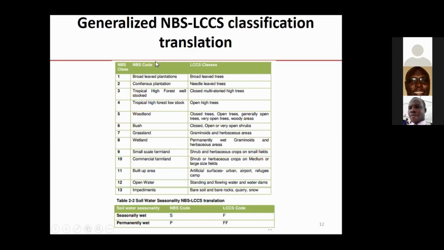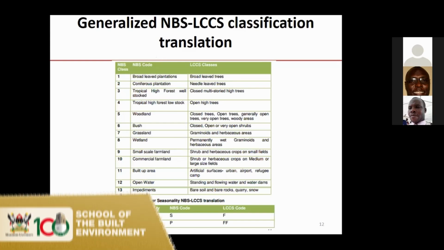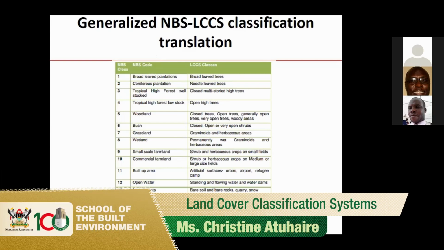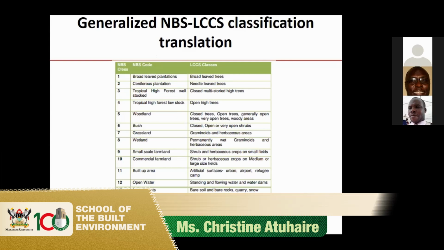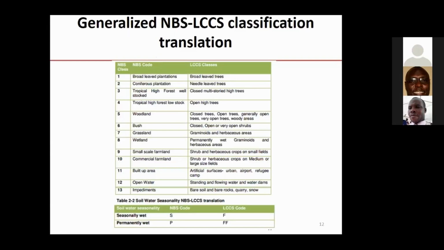So to say, a classification system is just like a standard on how you should define your land cover classes or your land use classes in your data. Now there can be different standards. In this case, we have our NBS, and there is the land cover classification system on the right-hand side. That's another standard. See that these standards are different, but in some aspects they are comparable.